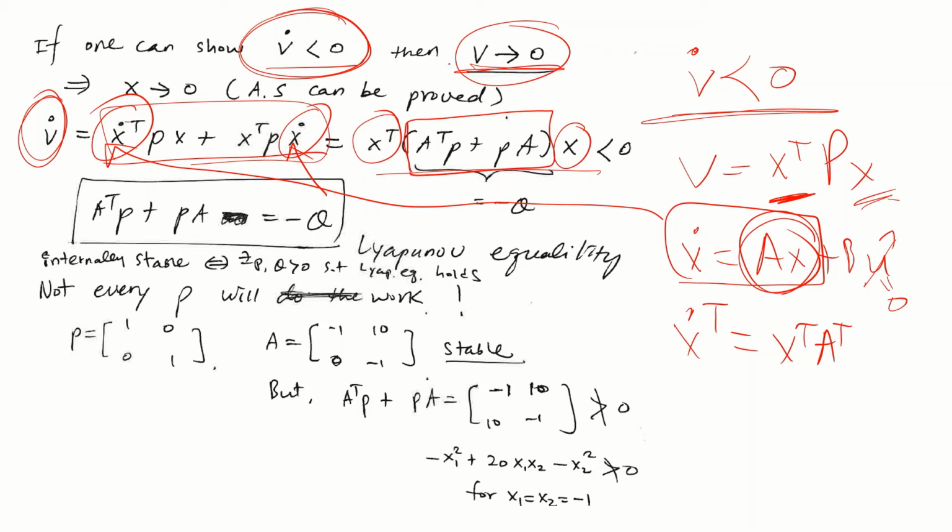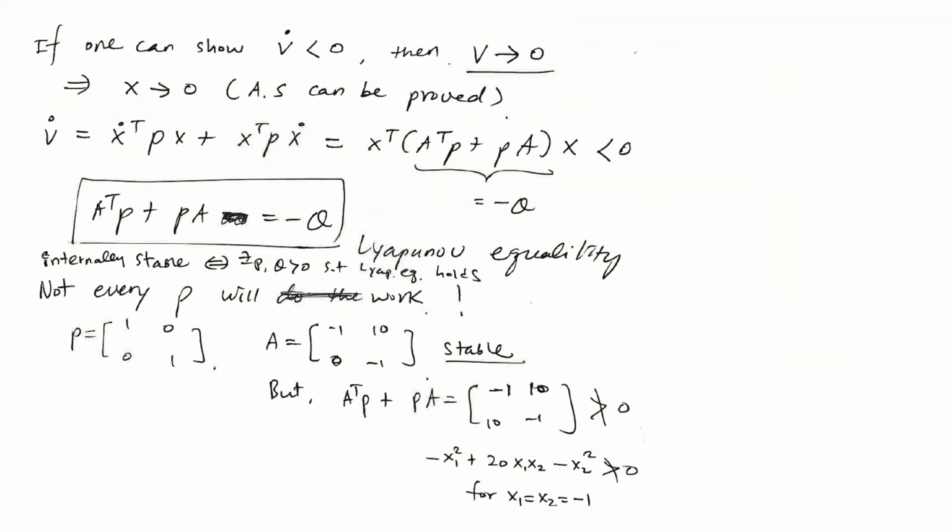Now, what we want is to have this quantity be less than 0 all the time. That's what we want. If this is true, then we can say V goes to 0 and x goes to 0.